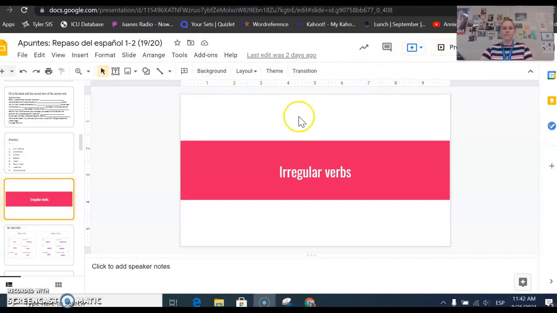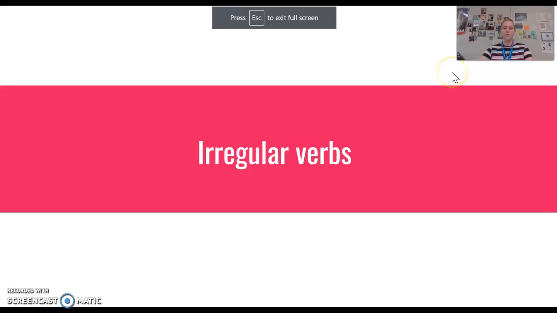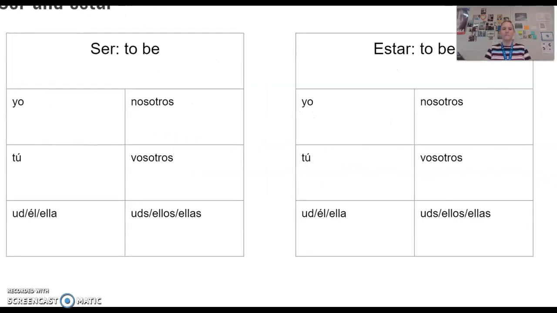Okay, where I left off before, we had gone through the paragraph with the ER and IR verbs. Okay, let's talk about some irregular verbs. An irregular verb means that it doesn't follow the rules for normal conjugation, and you just have to memorize irregular verbs. Okay, so ser and estar both mean to be, so we're going to talk about those first.